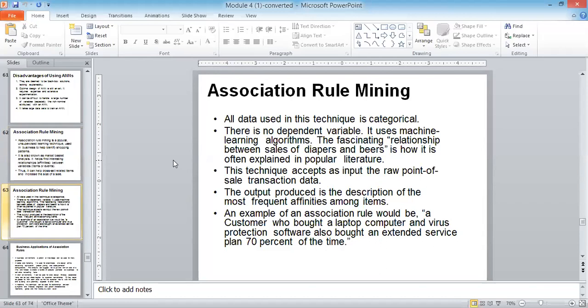We are going to solve such problems, and the technique is going to accept raw data, which we will discuss with respect to point of sale. One more example is that a person who buys a laptop or a computer has more chances of buying antivirus. That's how things go.